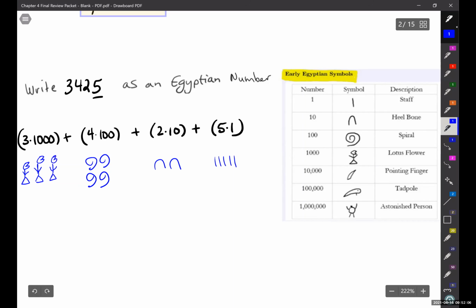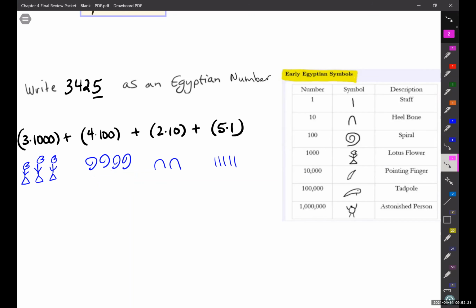Do you agree with something like that? Now, what if this was multiple choice and the answer choice looked like this? Instead of having these 2 under, it had it next to it. Would that change it? No, because the location for Egyptian doesn't matter, right? It's just a preference. Okay, good work, everyone.